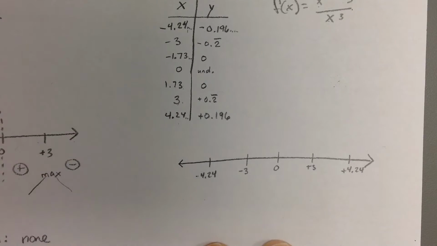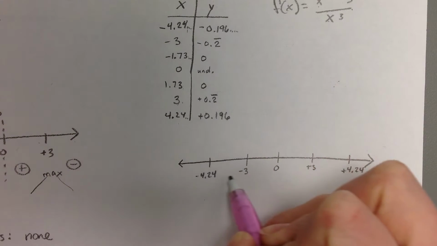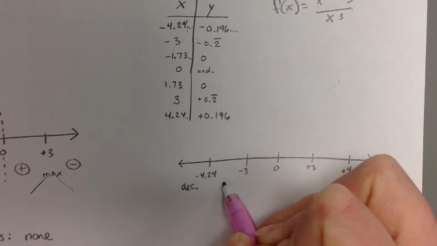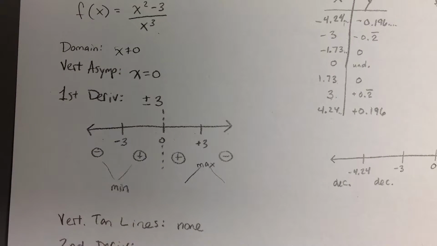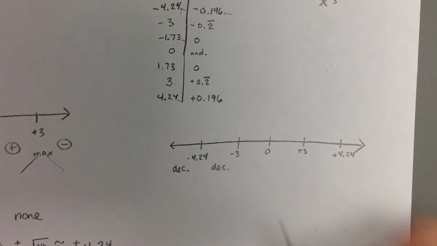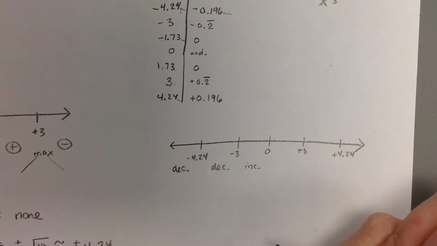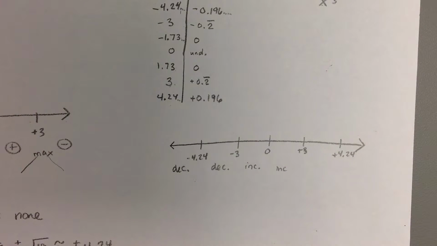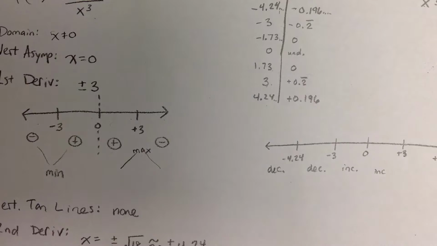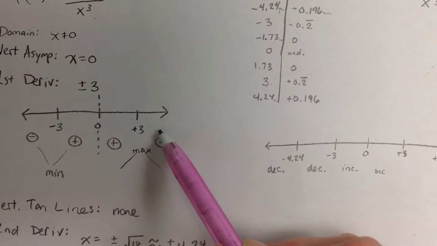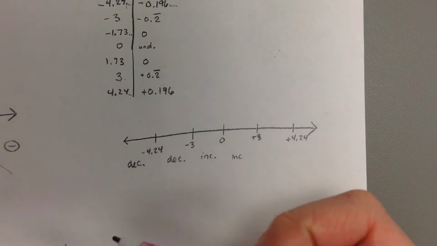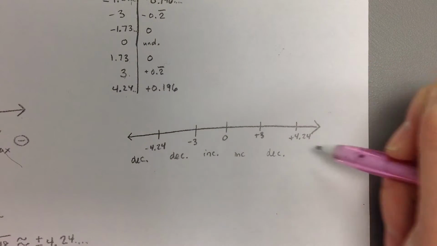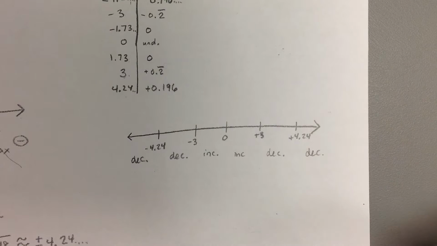Looking back at my first derivative test, on the far side of negative 3, I have a decreasing function. From negative 3 to 0, I have an increasing function. And from 0 to positive 3, I have an increasing function as well. On the far side of 3, I have a decreasing function. So that's what my first derivative tells me.